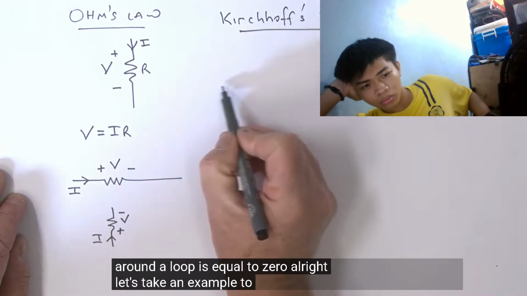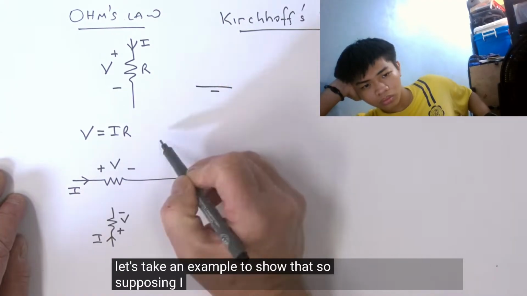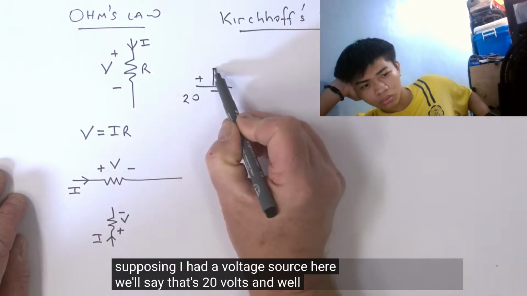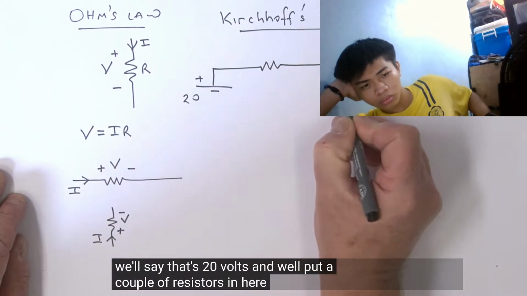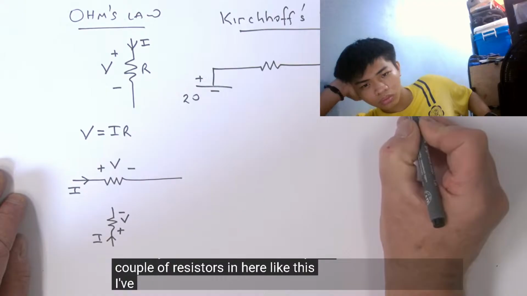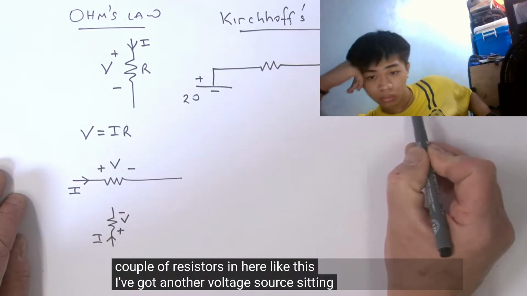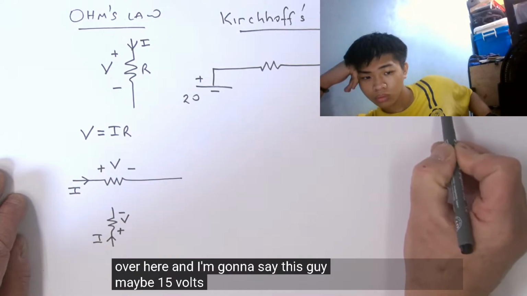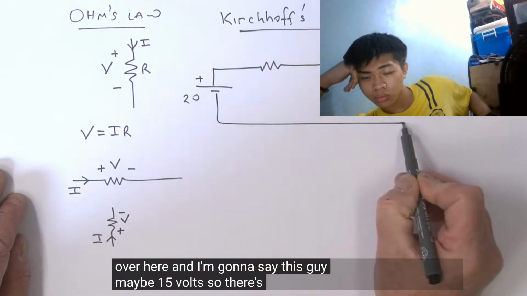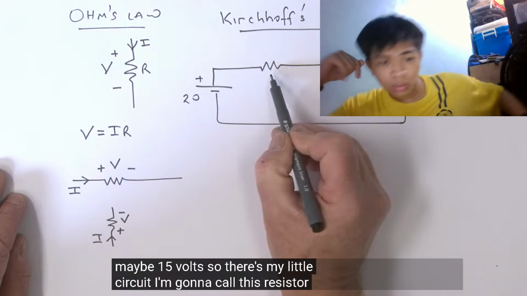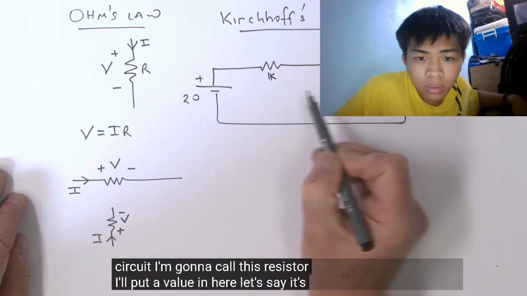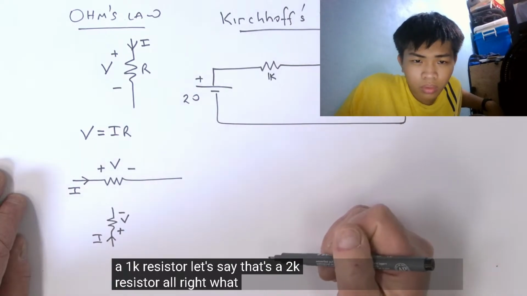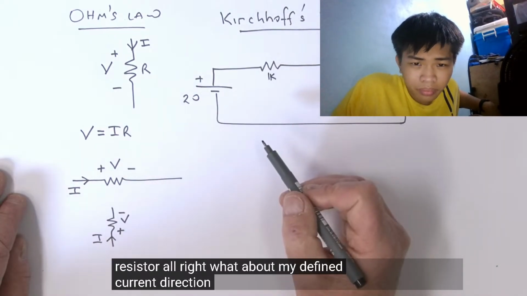All right, let's take an example to show that. So supposing I had a voltage source here, we'll say that's 20 volts, and we'll put a couple of resistors in here, like this. I've got another voltage source sitting over here, and I'm going to say this guy maybe 15 volts. So there's my little circuit. I'm going to call this resistor, I'll put a value in here. Let's say it's a 1K resistor. Let's say that's a 2K resistor. All right. What about my defined current direction?